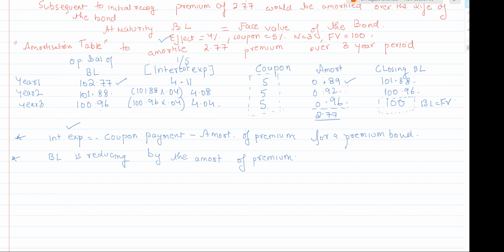So guys, both the coupon payment and the bond liability are being reduced by the amortization of premium for a premium bond. Guys, can we understand this? Are there any doubts till now? Please tell me now.